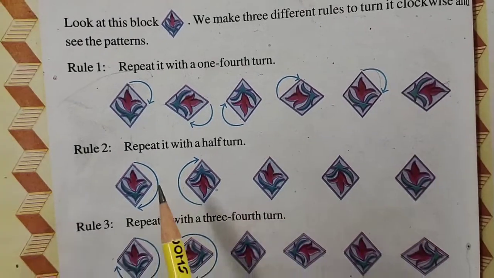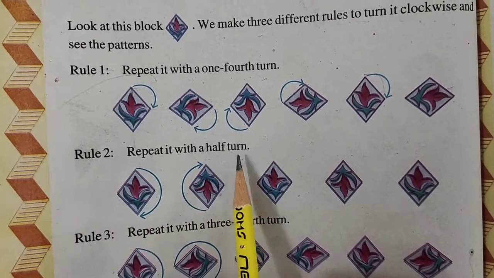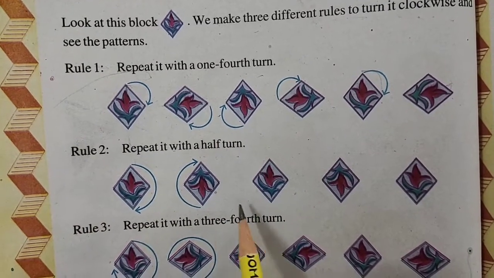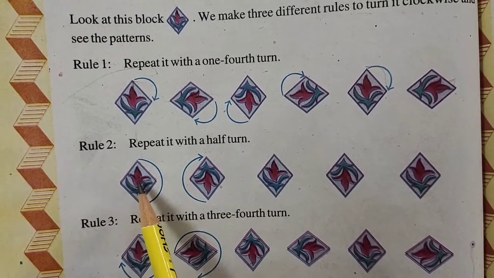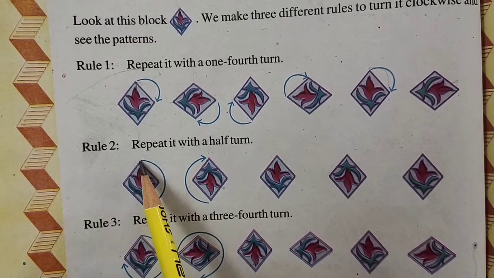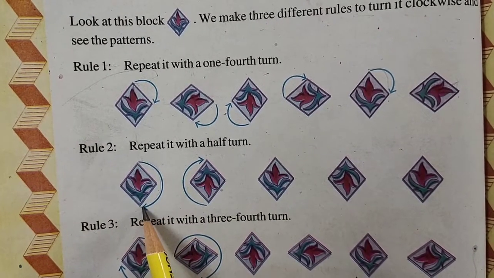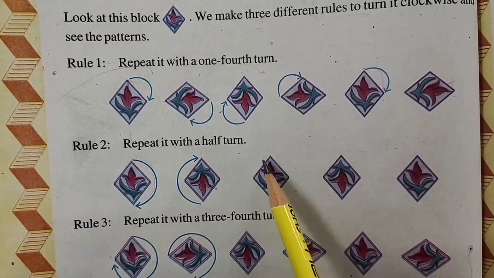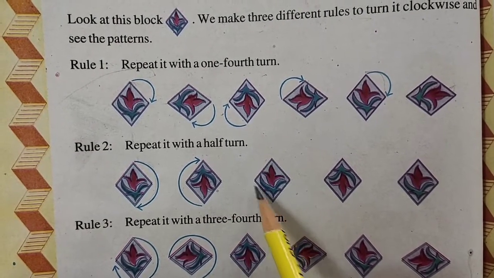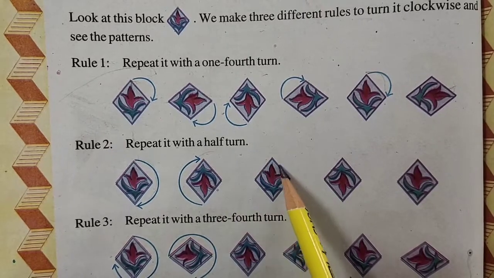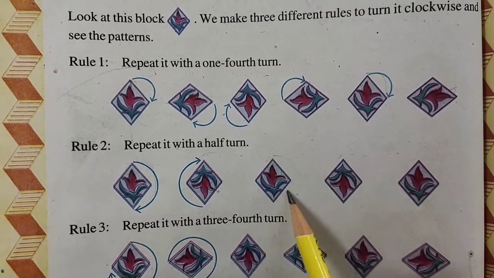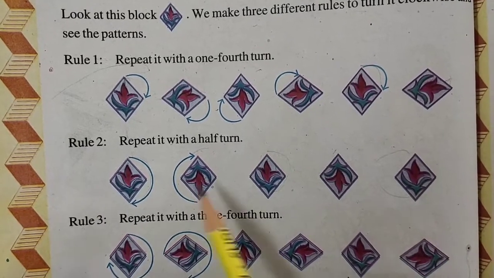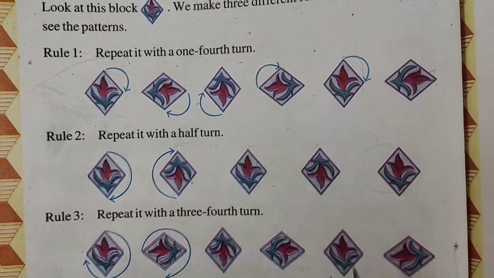Okay students, now repeat it with a half turn. Here it was a 1/4 turn, and when it is a half turn we get a different pattern. The flower is straight at the top. When it is moved a half turn, it becomes inverted. Again a half turn, it becomes straight. Again a half turn, it is inverted, and again a half turn, it becomes straight. Understood students? So this is repeated by the half turn.